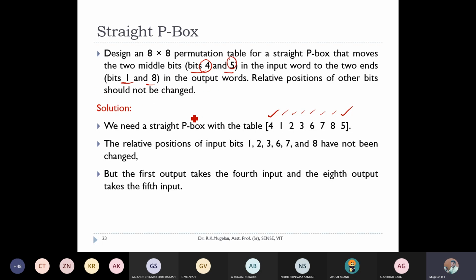So they have moved the fourth bit to the first bit position and the fifth one to the 8th bit position, as well as placing the rest in the same positions. Nothing else changed, right? So this is how permutation boxes can be designed, also with basic rules.